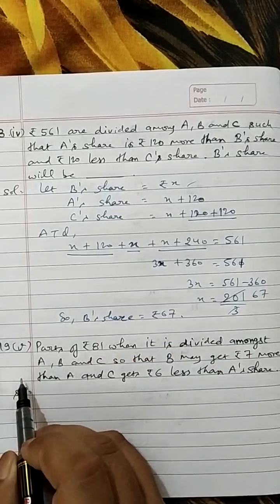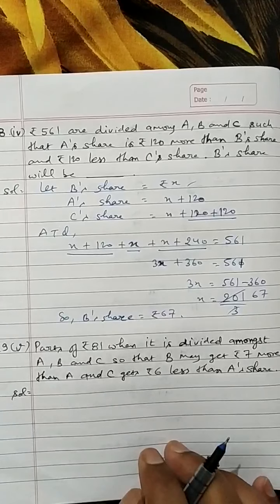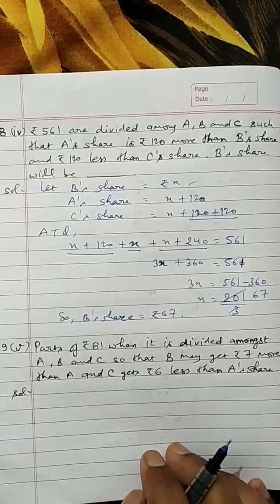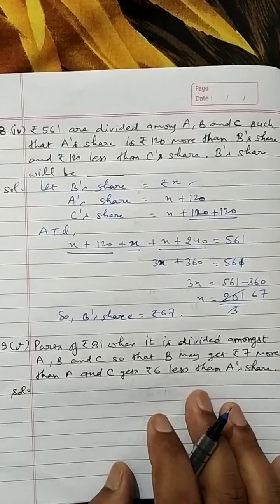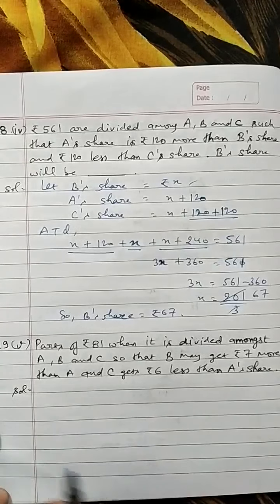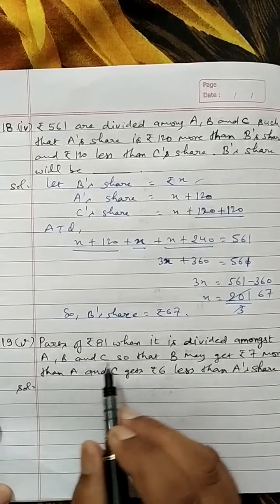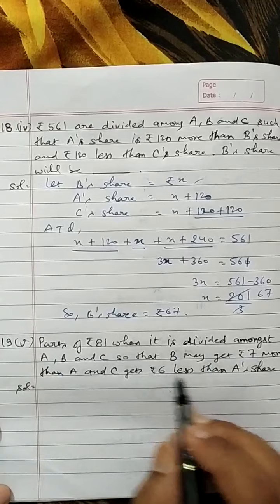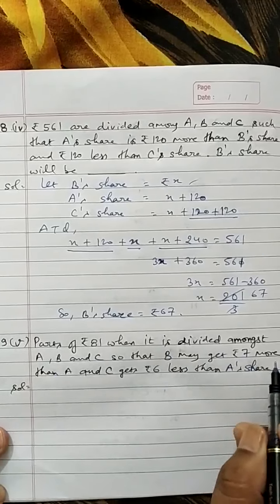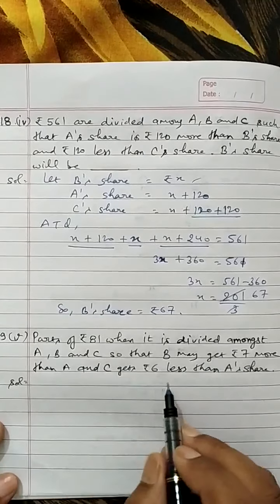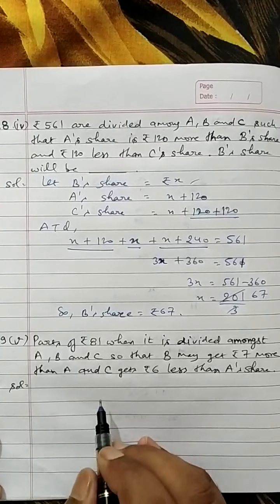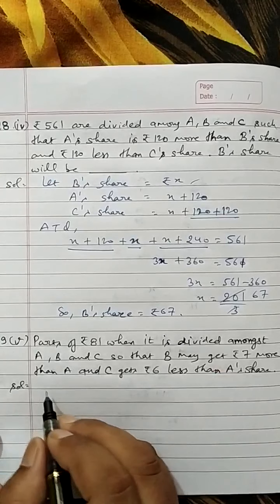Number 19 is the match the following. Okay, but you have to solve all the parts as small questions. Okay, don't do it directly like match the following. Any question may change its face. Parts of rupees 81 are divided amongst A, B and C so that B may get rupees 7 more than A and C gets rupees 6 less than A's share. So we have to find the share of the 3.